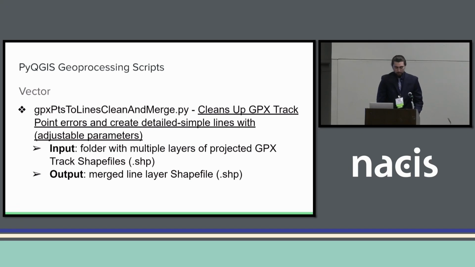Now I'm going to be showing you some of the scripts that I've made. This first one uses a folder with multiple GPX track points and cleans up the errors. The output is a merged line shapefile layer that can be detailed or simplified depending on the adjustable parameters.